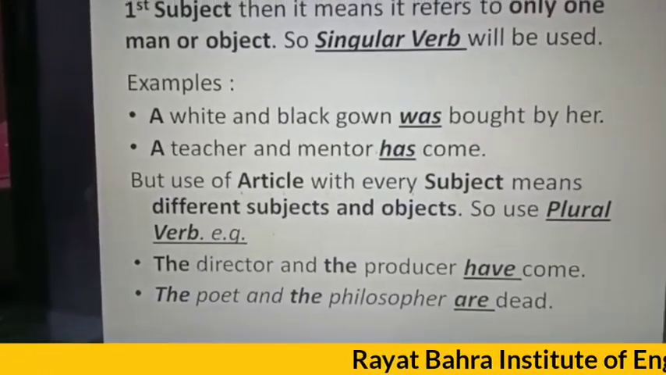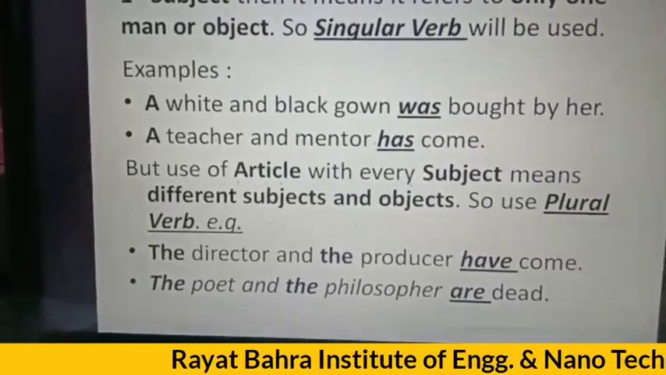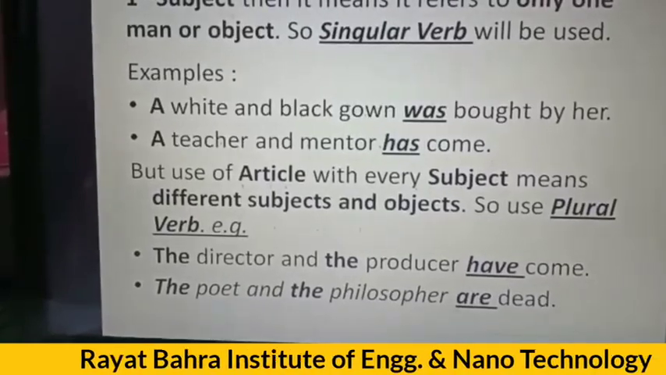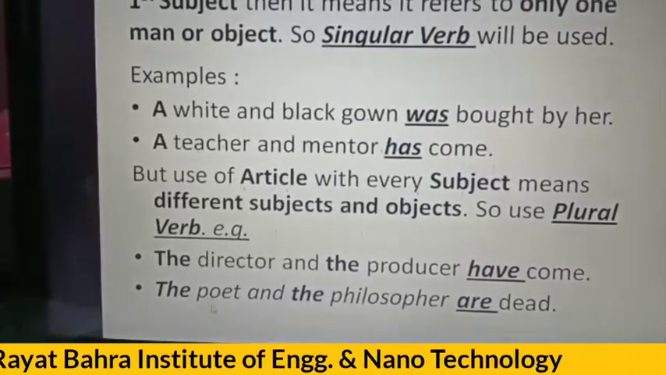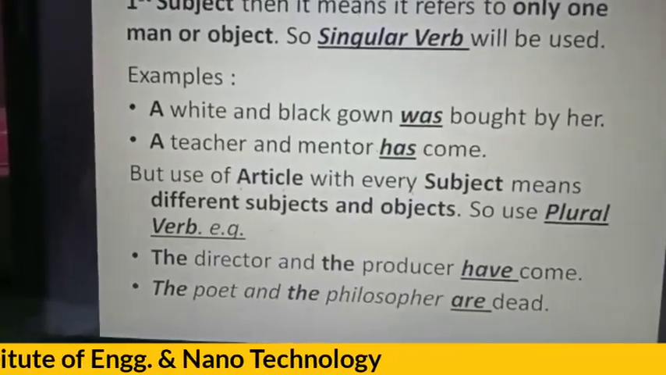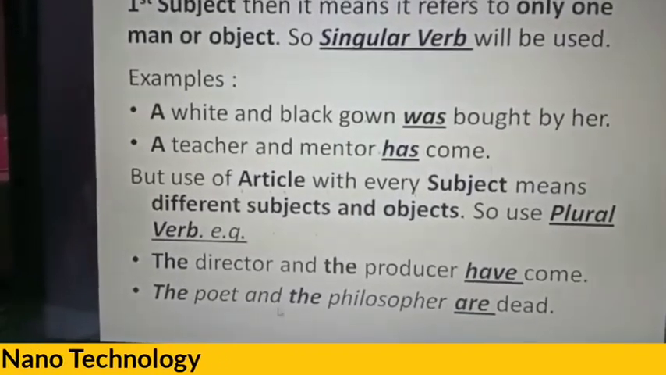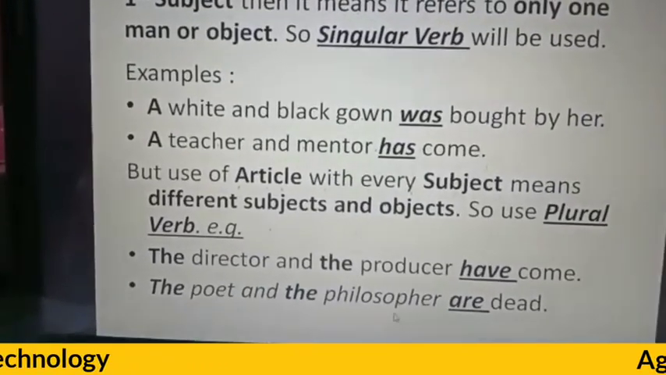Let us take another example. The poet and the philosopher are dead. We have used here plural verb are because there are two subjects, poet and philosopher, and both these subjects have articles, that is a definite article the. It means this sentence refers to two different persons.